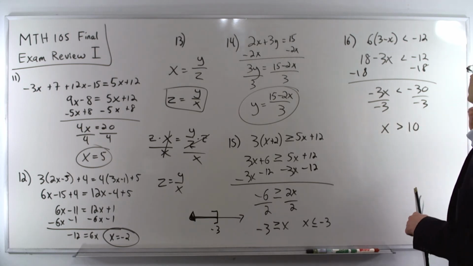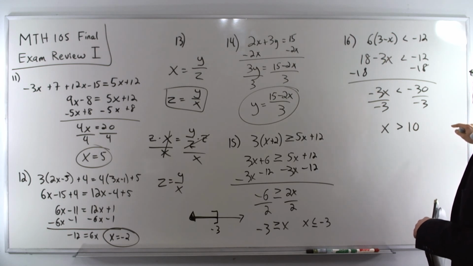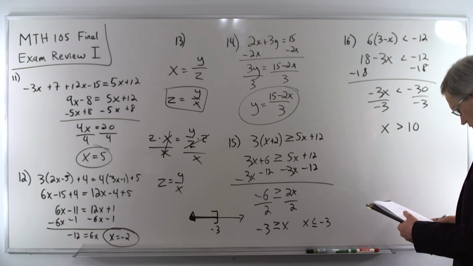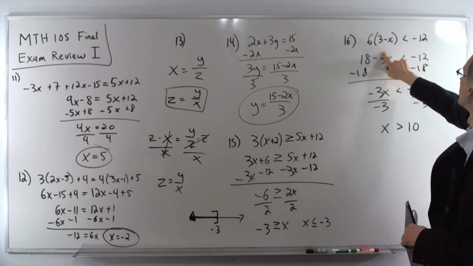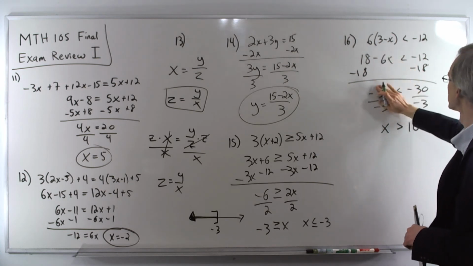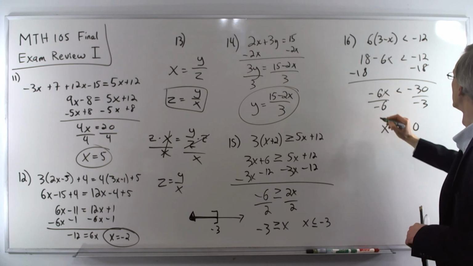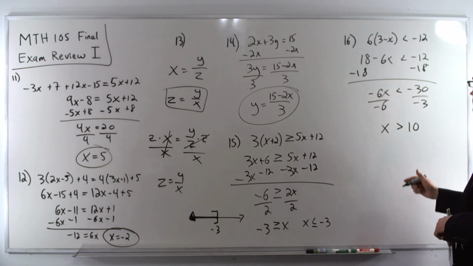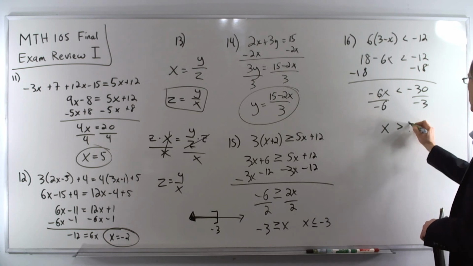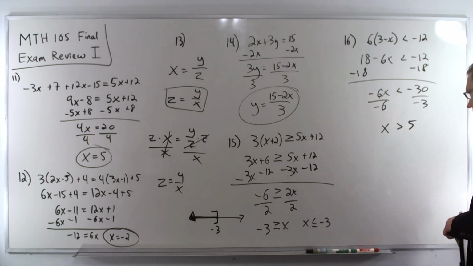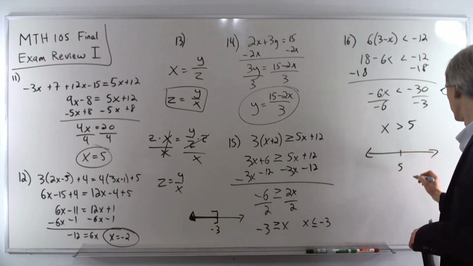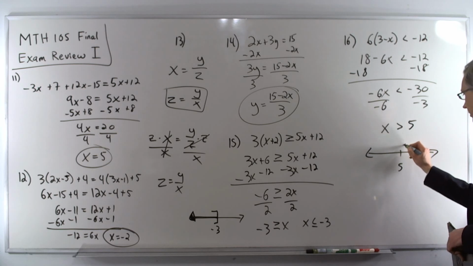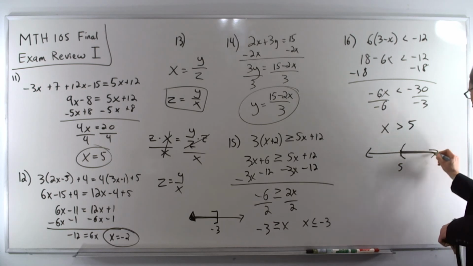Oh, wait, hold on, what did I do? I think, yep, I knew I made a mistake there. And it's 6, not 3. There we go. Okay. So now I'm dividing by 6 and I get 5. Okay, x is greater than 5 now. Line this up, we have a 5 here. Now we have strictly greater than, so that is a parenthesis, and we're going to the right.